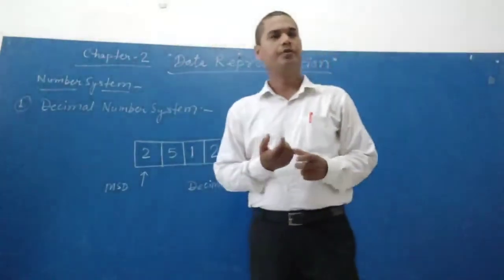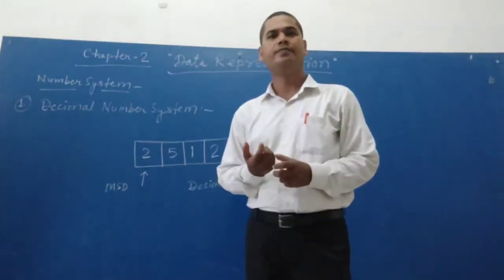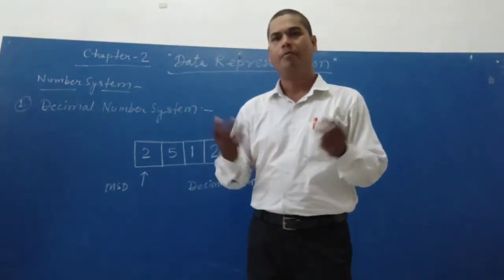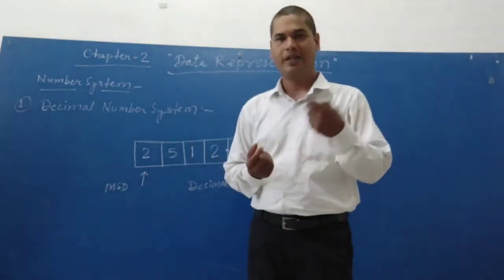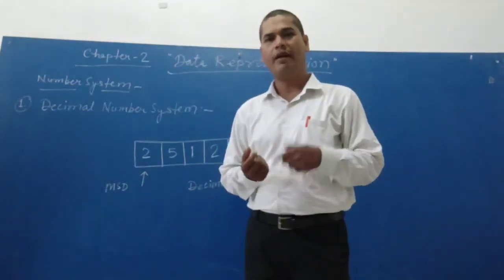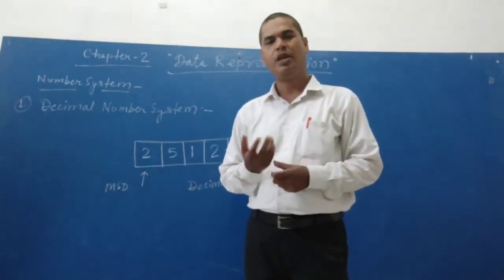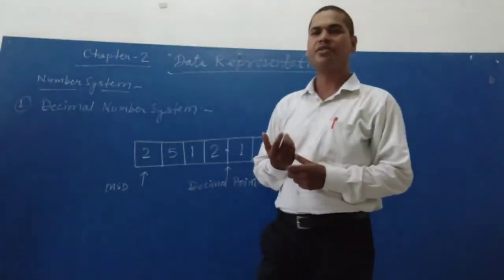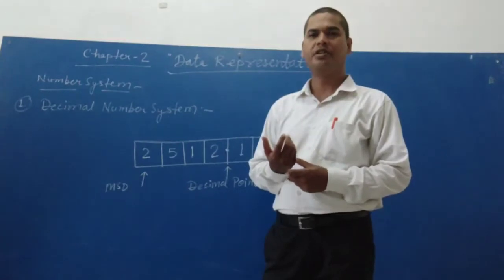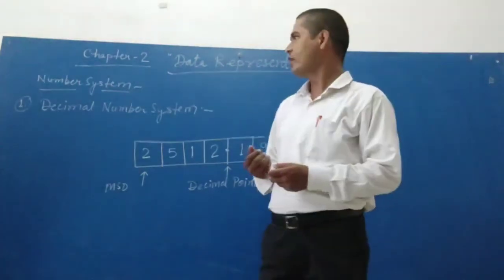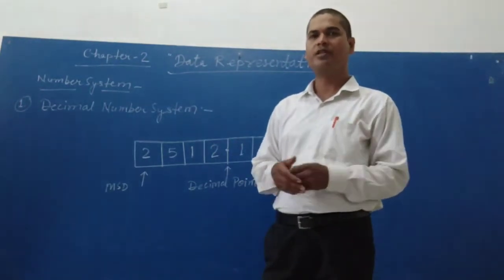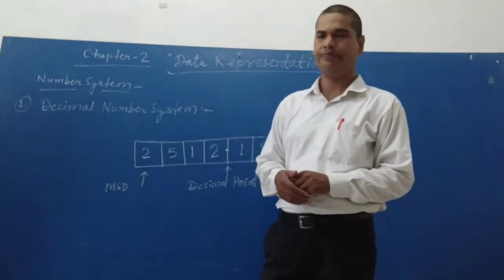In the last video we discussed the number system. There are 4 types of number system: binary number system, decimal number system, octal number system and hexadecimal number system. These 4 number systems are there for representing data in the computer. On the basis of that, we discuss some more things about the number system.